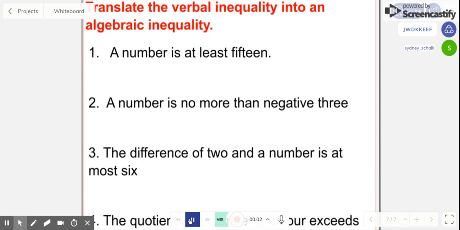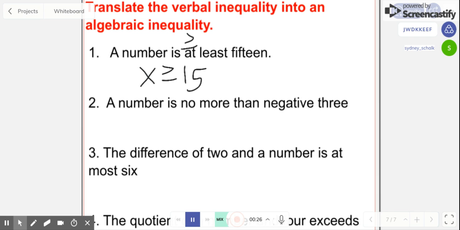The last thing we're going to do is translate the verbal inequalities into an algebraic expression. So for number 1, it tells us that a number is at least 15. Well, we need to think, what does at least mean? It means anything greater than, oops, I wrote less than, greater than or equal to. So our number x is anything greater than or equal to 15.